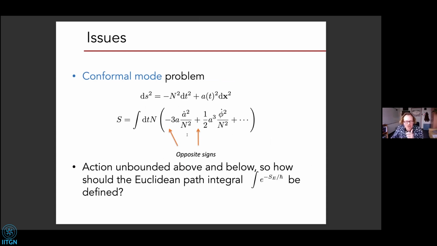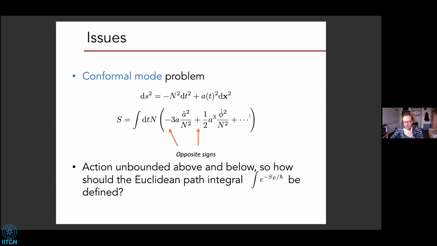Let's see. So what I want to say is, yes, the conformal mode problem is a general problem for quantizing gravity. And you see this by looking at the action for gravity and matter fields. If you look at the kinetic terms, the kinetic term for the scale factor has the opposite sign to the kinetic terms for any matter fields. Here it would be, for instance, a scalar field phi.